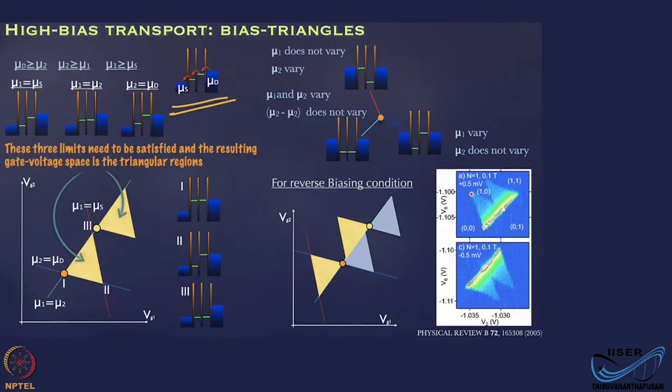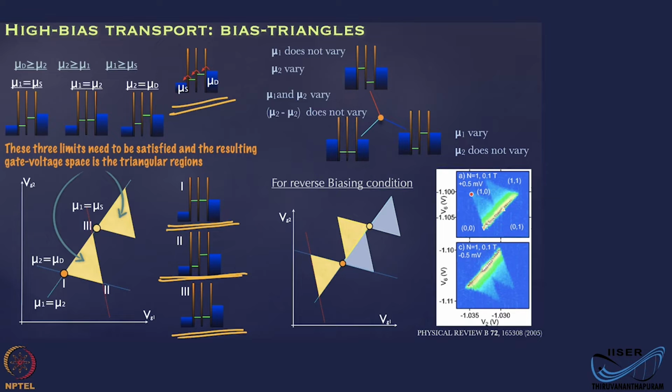And I have represented schematically these three energy levels corresponding to the corners of this triangle. So you have three non-parallel lines, and the area enclosed between would be a triangle. That is what you are going to get when you apply bias with the non-zero current, and that is the origin of the term bias triangles, because when you apply bias, you get triangular regions of non-zero current.